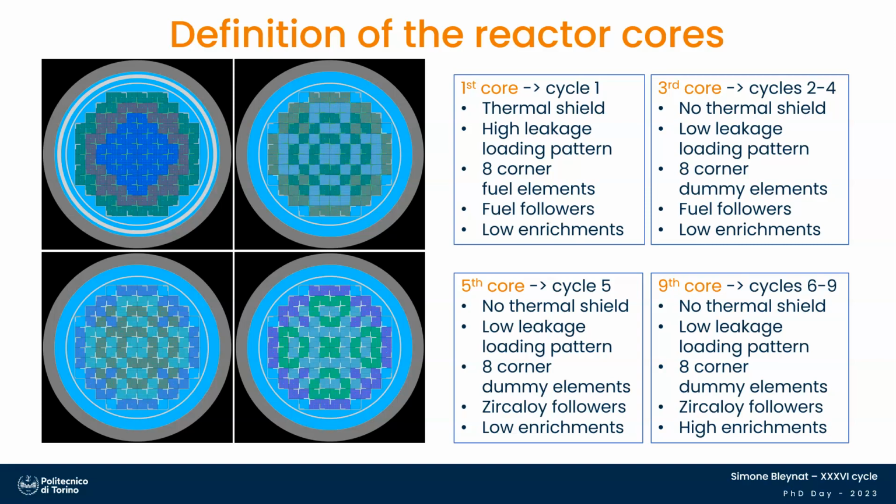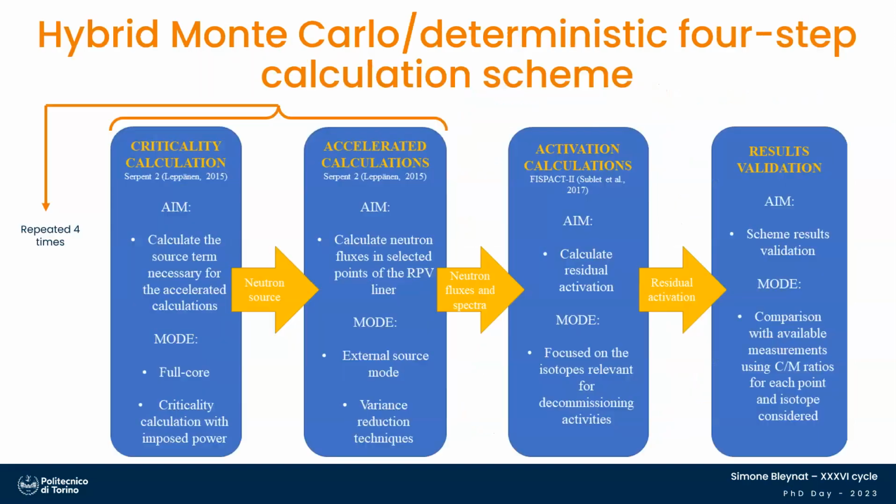In order to do that, it's necessary to define different reactor cores because the reactor operated across 9 different operating cycles, and there have been some pretty serious modifications both in terms of geometry and in terms of enrichment. Therefore, analyzing one single cycle might not be enough.